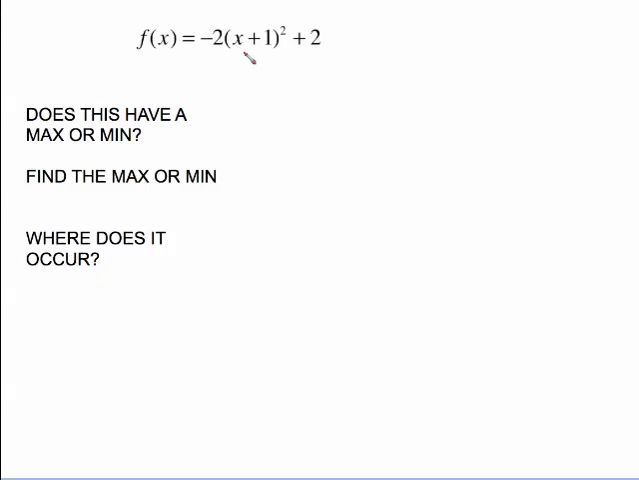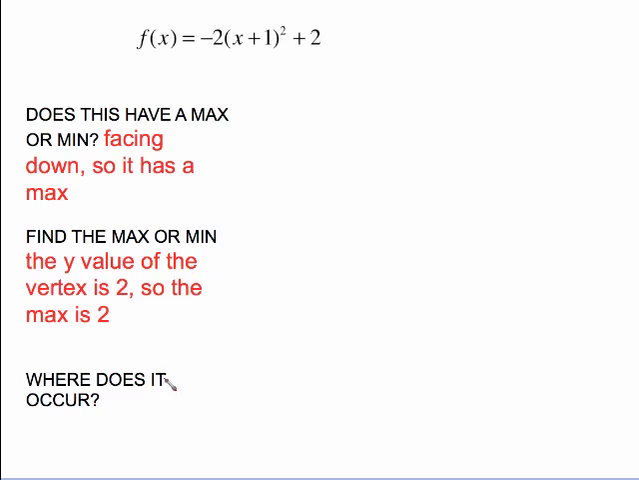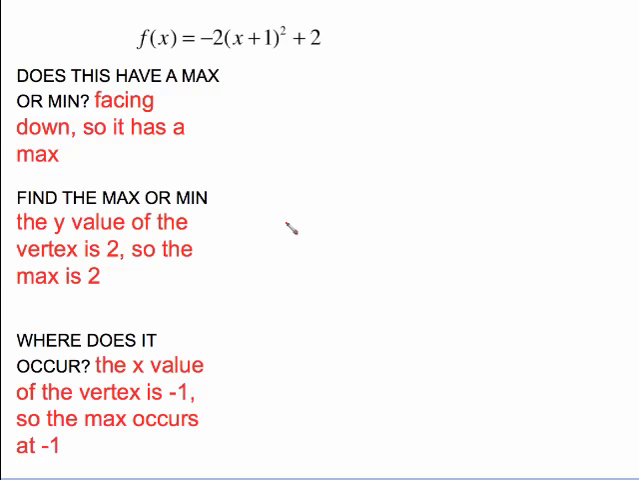New equation. Let's take a look. Does it have a max or min? Well, which way is it facing? Because that's negative, it is facing down, so we know it has a maximum. Find the max or min that's going to occur at the vertex. The vertex is (-1, 2). So the max, which is what we decided back here, will be 2. And where does it occur? It's going to occur at the x value of the vertex, so it occurs at -1.